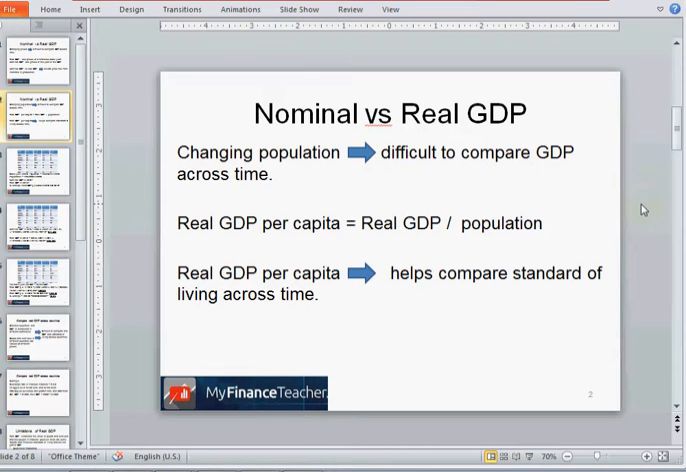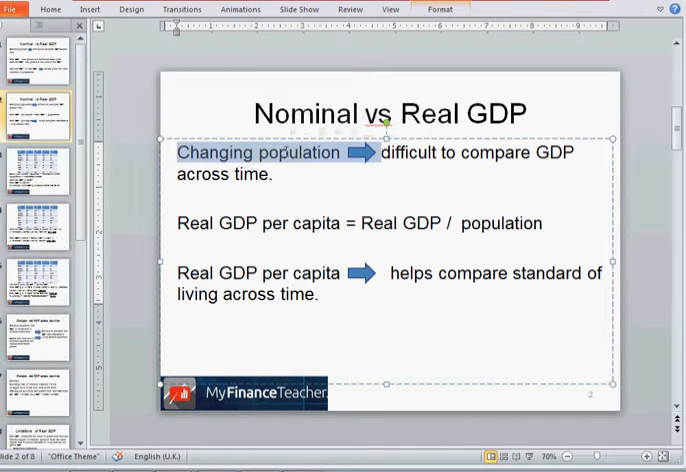Next, another factor that makes it difficult to compare the standard of living across time is the change in population. Even if the output produced in the country increases by, say, 60% compared to last year, however, if the population doubles, that output has to be divided by many more people in the country, meaning that on average each person will be able to enjoy less of the goods and services. So changes in the population also make it difficult to compare the standard of living across time.